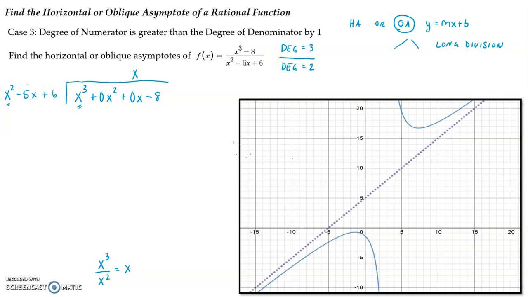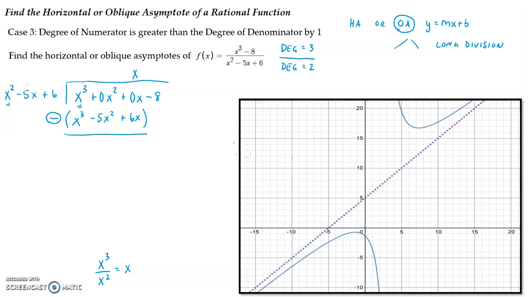So we've got x times each of these pieces out in front. x times x squared is going to give us x cubed. x times a negative 5x will give us a negative 5x squared, and x times 6 will give us a positive 6x. Our next step is to subtract, and we're going to be subtracting each of these terms. So I'm going to put those inside parentheses, and I'll put my subtraction sign out front.